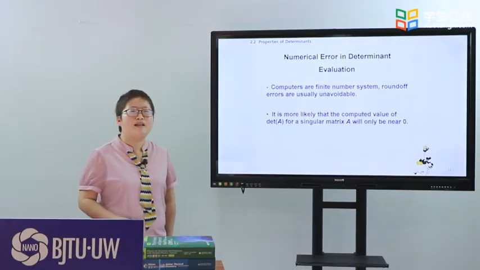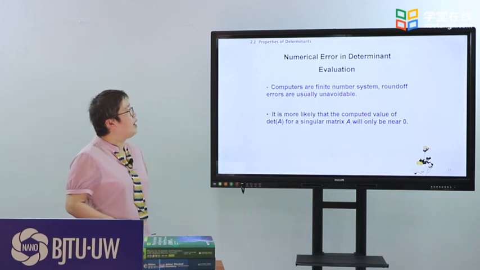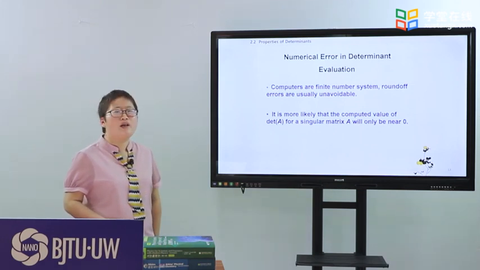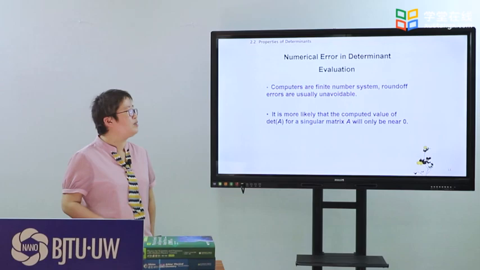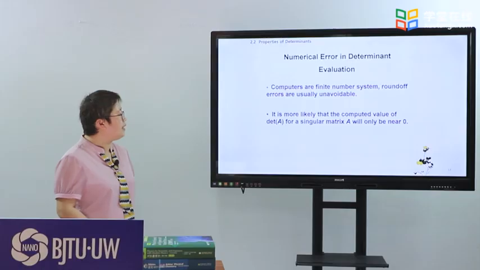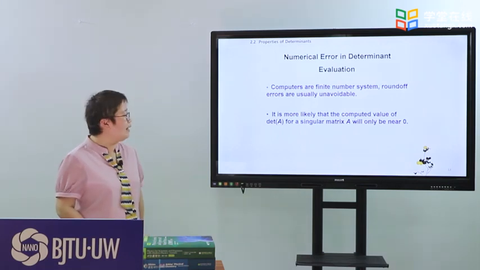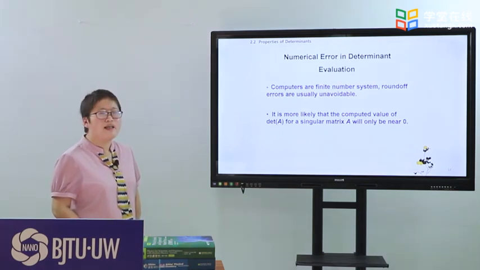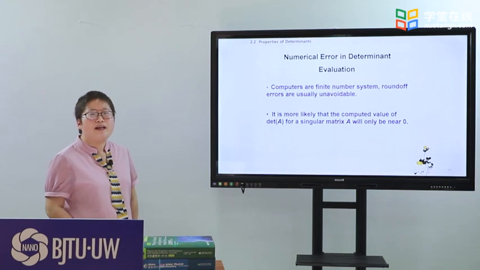At last, we mentioned that some numerical error in determinant evaluation happens when you use computers. Because computers are finite number system, round-off errors are usually unavoidable. It is more likely that the computed value of determinant of A for a singular matrix A will not be 0, will be a small number, around 0 only.